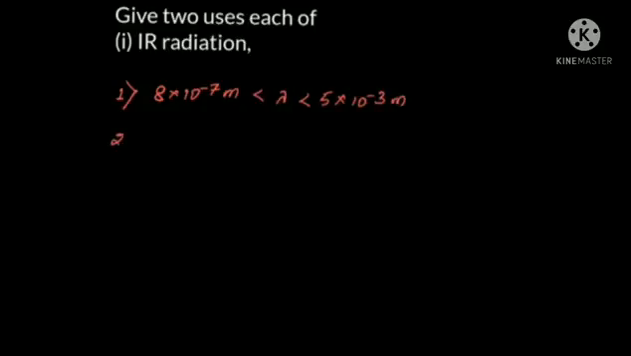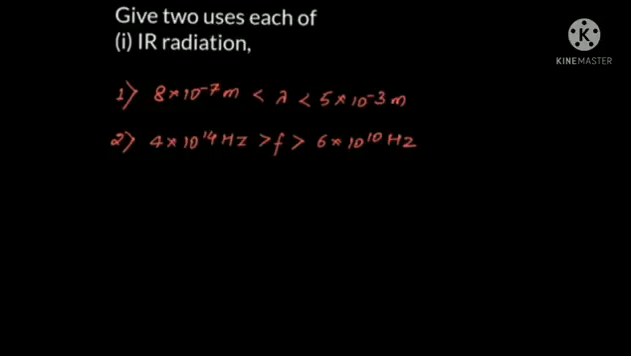Now, according to this range of wavelength, the frequency can lie up to 4 x 10^14 hertz, and the lower limit can be 6 x 10^10 hertz. So these are the basic things that we should know about infrared radiation. Now coming to the uses of infrared radiation.